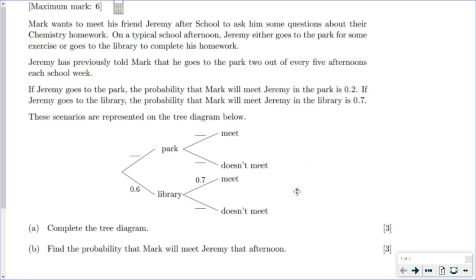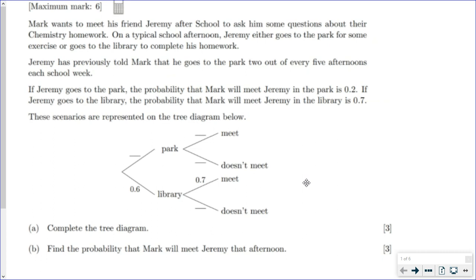Let's try this again. So, Mark wants to meet his friend Jeremy after school to ask him some questions about their chemistry homework. On a typical school afternoon, Jeremy either goes to the park for some exercise or goes to the library to complete his homework. Jeremy has previously told Mark that he goes to the park 2 out of every 5 afternoons each school week.